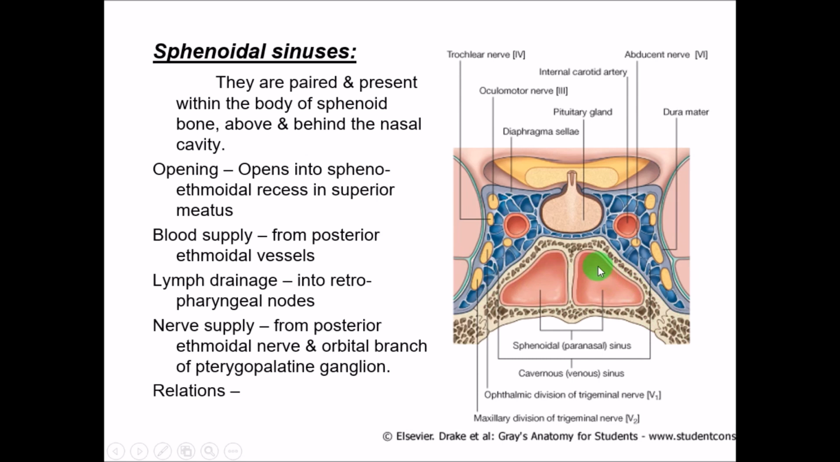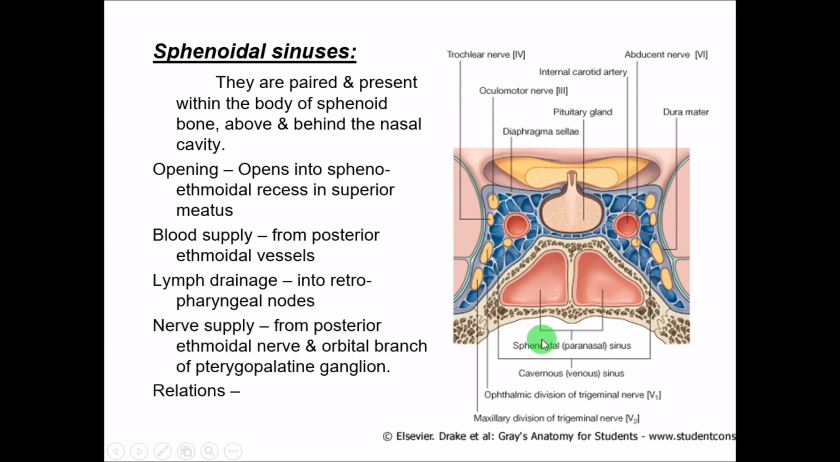If you take a section, this is the sphenoidal air sinus which is present on either side. And they have very important relations. We will talk about that. The sphenoidal air sinus, as I said, opens into the sphenoethmoidal recess in the superior meatus. Above the superior meatus, there is a recess within which this sphenoidal air sinus will open. Blood supply is from the posterior ethmoidal vessels, and the lymphatic drainage will be into the retropharyngeal group of lymph nodes because they are behind, and the nerve supply is from the posterior ethmoidal nerves and the orbital branch of the pterygopalatine ganglion. Okay, so this is about the sphenoidal air sinus.